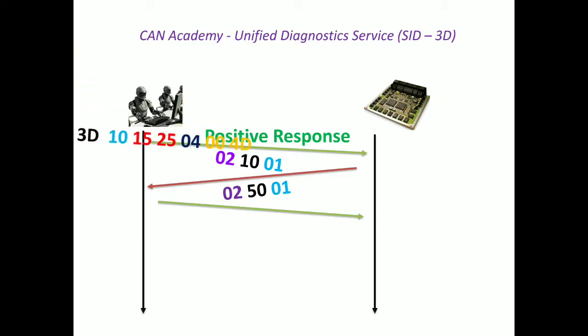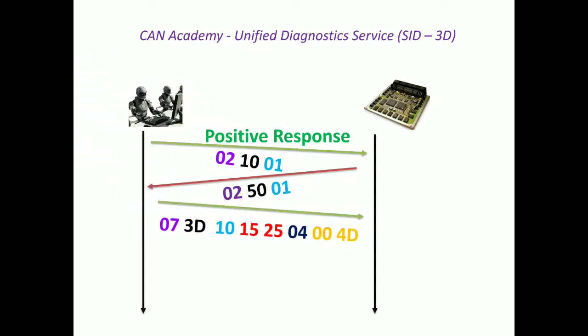Now this one is our main thing, that is write memory by address. For write memory by address, 3D is our service ID and here we are using length as 7, so totally we are using 7 bytes of data. Okay, so what are these data?